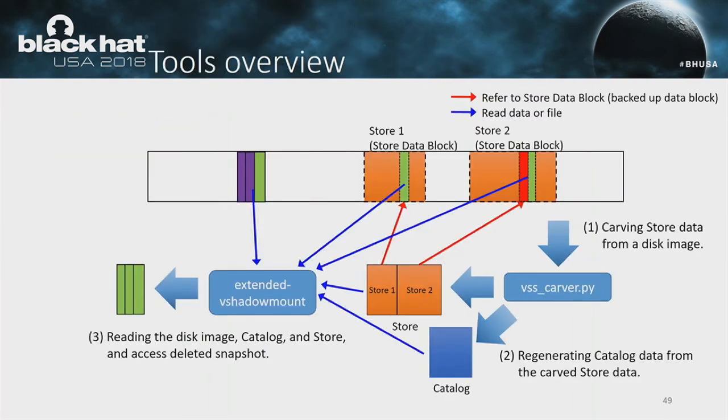Okay, this is an overview of the tool we created. At first, carve the store from the disk image by using VSScover.py. Then regenerate the catalog. And finally, extended VSHADO mount combines the disk image with other information to access deleted snapshots.